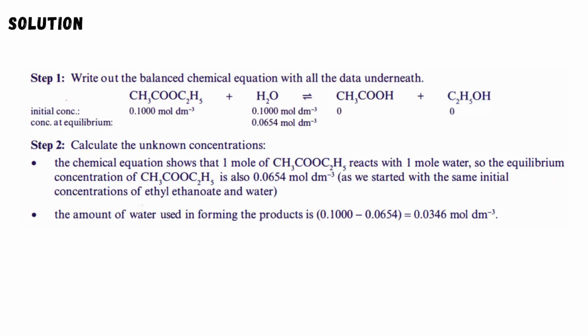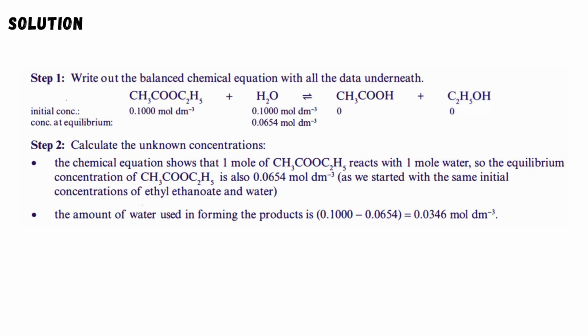And the solution is given here. Step 1. Write out the balanced chemical equation with all the data. Step 2. Calculate the unknown concentrations. The chemical equation shows that 1 mole of CH3COOC2H5 reacts with 1 mole of water. So the equilibrium concentration is also 0.0654 mole per dm cube.